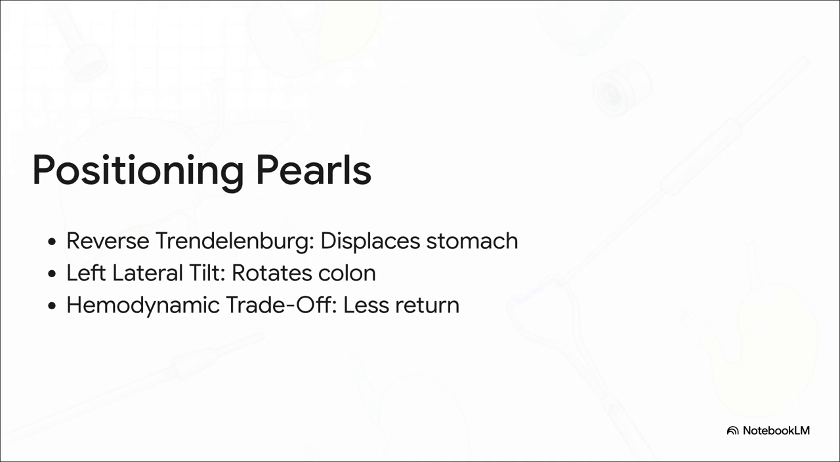Exam pearls. Reverse Trendelenburg. This consistently displaces the stomach and duodenum caudally, moving them safely away from the liver bed. Left lateral tilt. This effectively rotates the hepatic flexure of the colon downward and away, making the right hypochondrium prominent to facilitate totally stable instrument manipulation. Hemodynamic trade-off. While this is optimal for surgical visualization, this exact position inherently reduces venous return and can easily cause intraoperative hypotension if it's combined with high abdominal insufflation pressures.